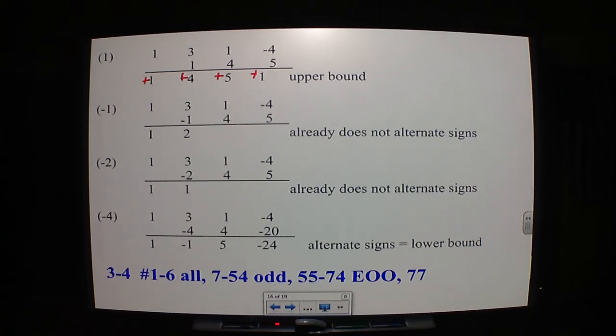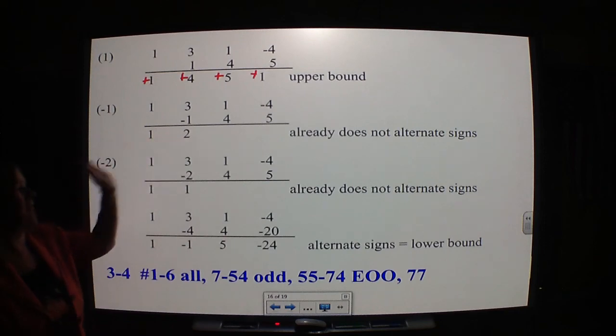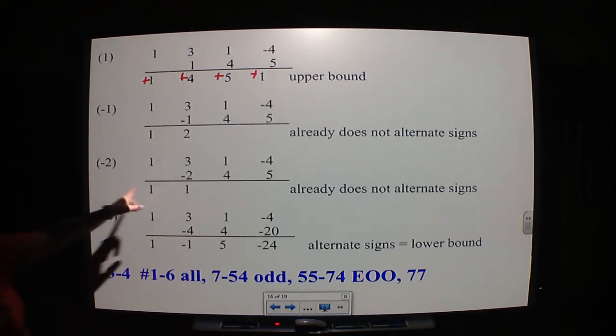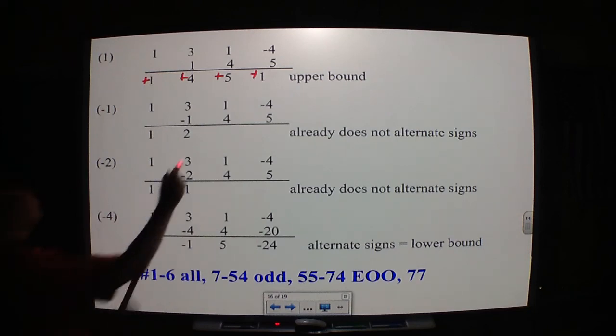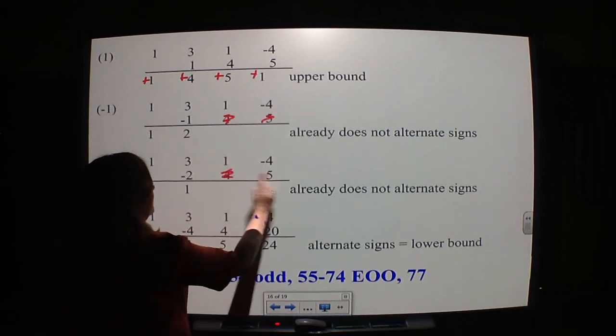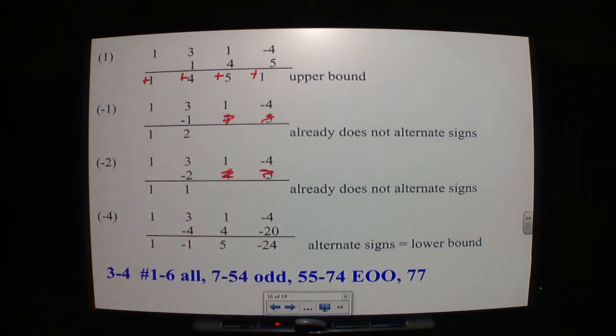With the negative, I could already tell that it wasn't going to be alternating signs when I just did 1 and 2. So I stopped. Here, already you can tell. You don't need to go on with any of them. Okay, so you could already stop. But when you do -4, you can see that it alternates signs. So -4 is a lower bound.